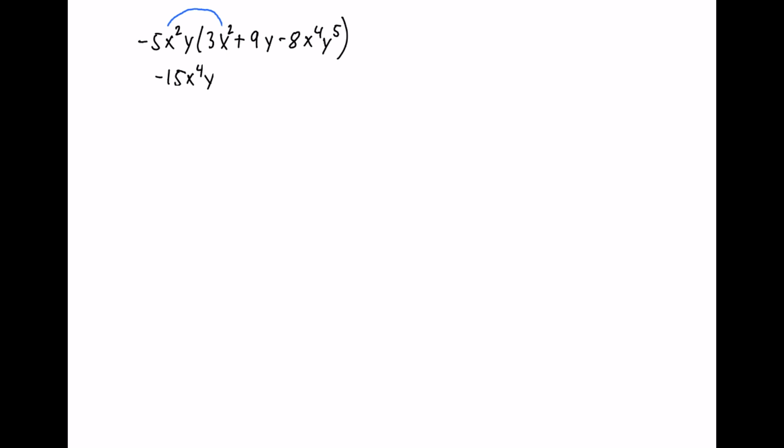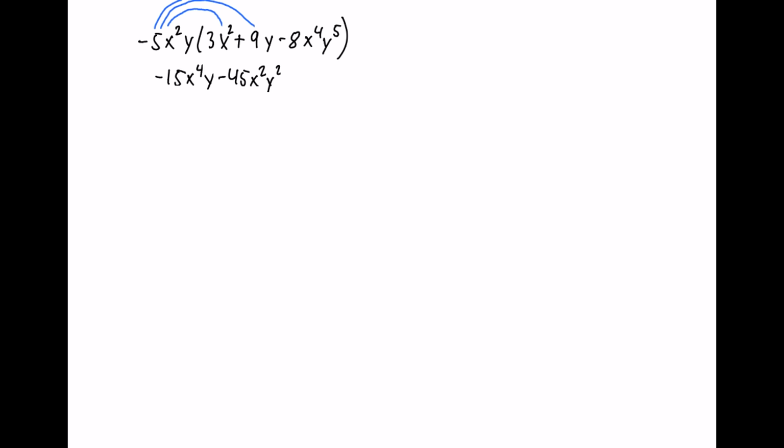Then we take this and multiply it by 9y. So negative 5 times 9 will give us a negative 45. And then x squared here, but no x's here, so the x squared stays there. Then y times y. So to the first, 1 plus 1 is 2. So y squared.